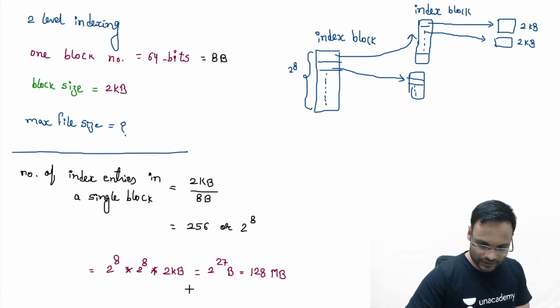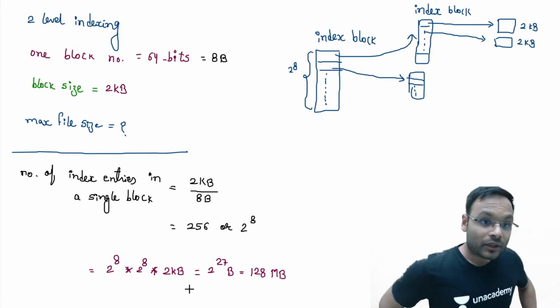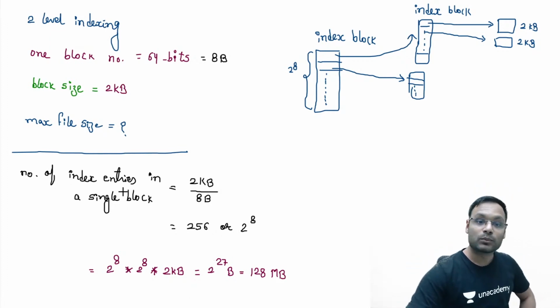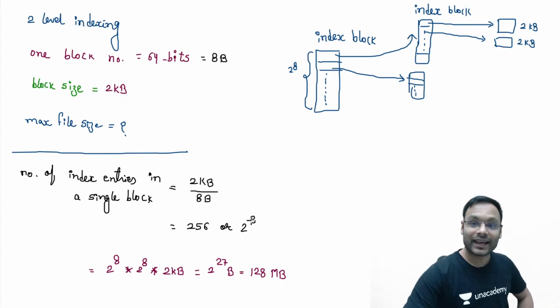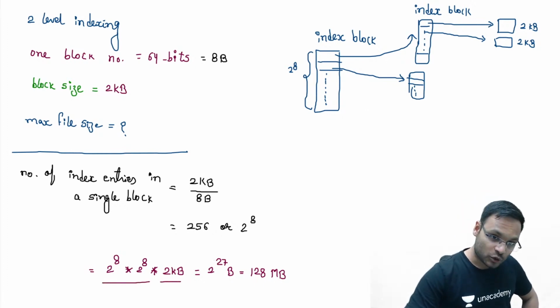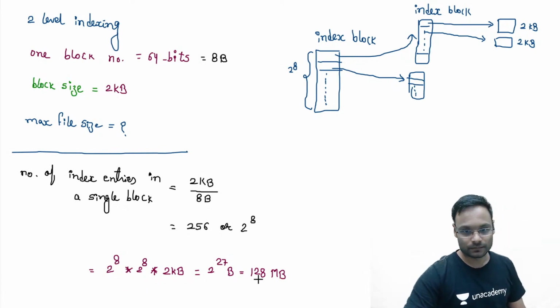Tell me now, is that fine? Did you understand? So if you are having two level indexing, in a single index block you can keep 2 power 8 entries. Hence, two level indexing will have a total of 2 power 8 into 2 power 8 entries for the block numbering. Each block can store 2 kilobyte of file. So the answer will be the maximum file size, this much.